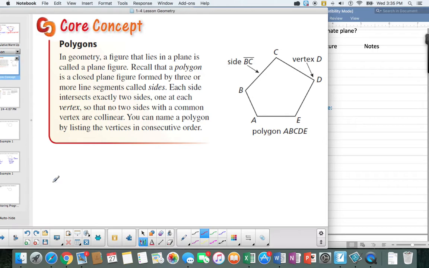Our first vocabulary word is polygon. It's a figure, and it has these different parts. It has sides, it has a vertex, and when you want to pluralize vertex, it's vertices. And this is the polygon. We name it by its vertices, polygon A, B, C, D, and E. As long as you go in consecutive order, you don't really have to start at the letter A.